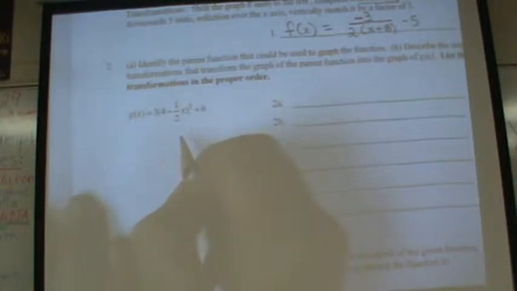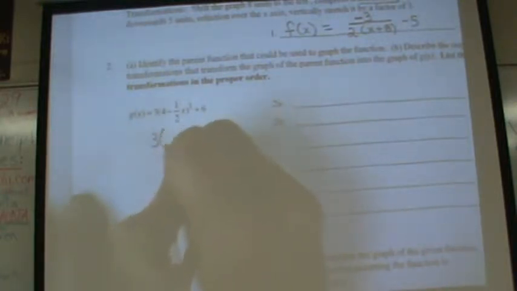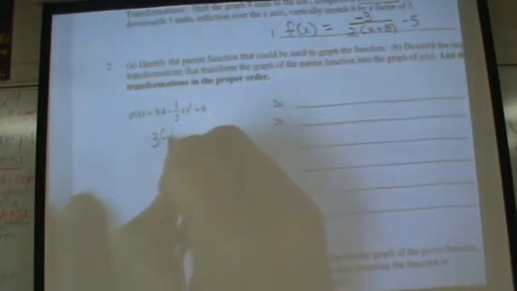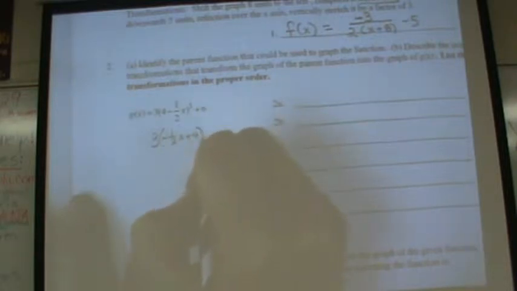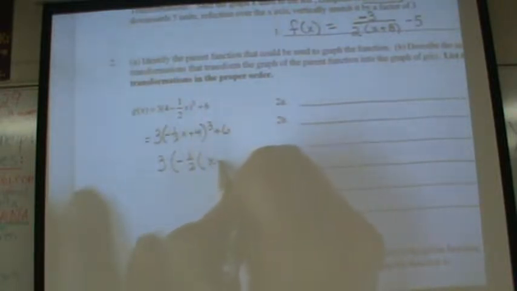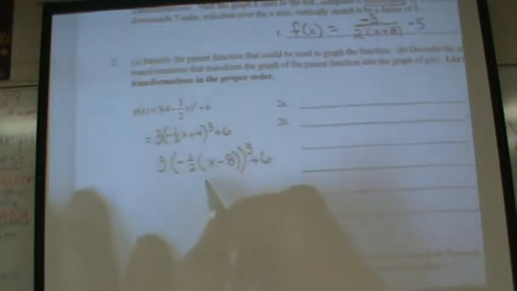Number 2, what you want to do here is rewrite this problem as 3 times negative 1/2 x plus 4. Then what you're going to want to do is pull out the negative 1/2. That's your a value. And when you divide 4 by negative 1/2, you get x minus 8. And I always double check my multiplication. Is negative 1/2 times negative 8 positive 4? It is.